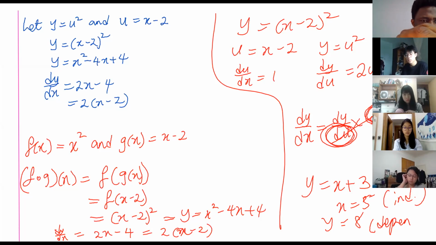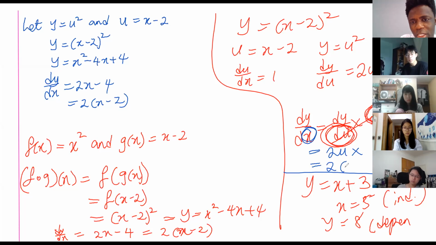Understood? So with this in mind, this is how we do our chain rule. We're going to do it properly now. dy du is 2u. du dx is 1. And this is simply just 2u. Then we substitute back, because it is dy dx, so your result should be in terms of x. Then you substitute back x minus 2, which is exactly what we got here.